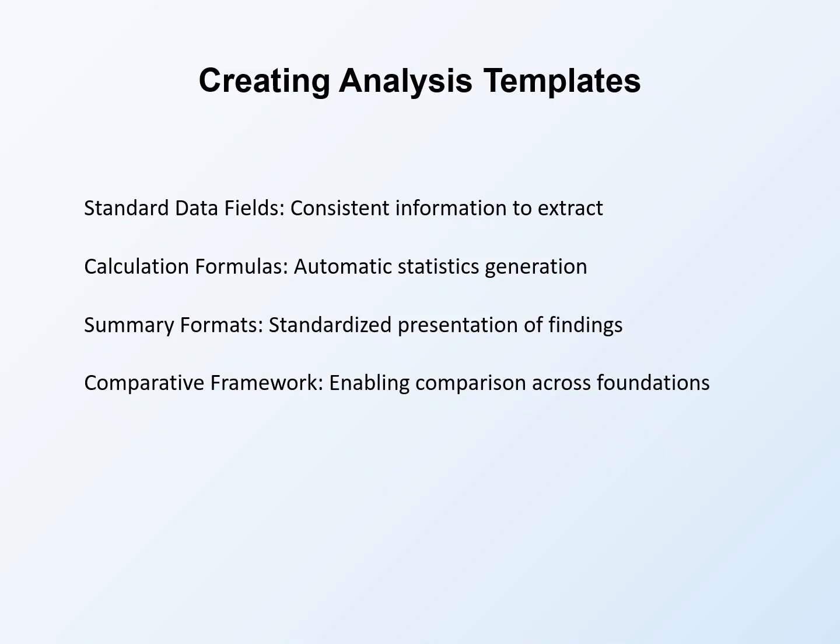A one-page summary template might include key statistics, geographic highlights, recipient type observations, and overall fit assessment. Consistent formats make comparison easy and ensure you address the same questions for each foundation. Comparative frameworks enable comparison across foundations. When multiple foundations have been analyzed using the same template, you can compare median grant sizes, geographic overlap with your work, recipient type patterns, and other factors across prospects.